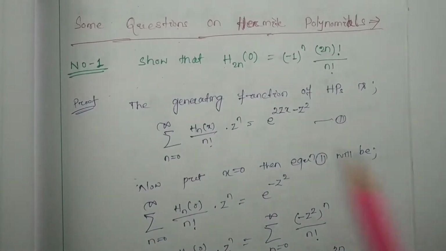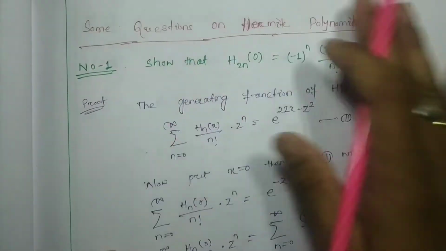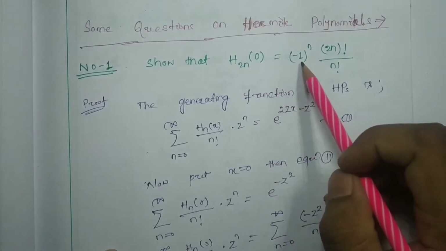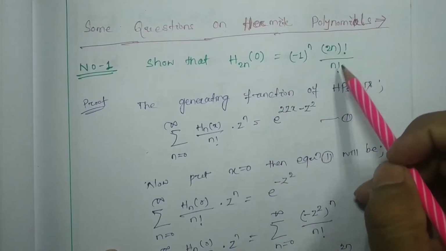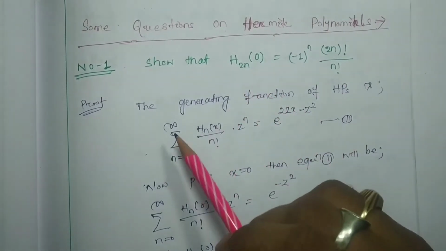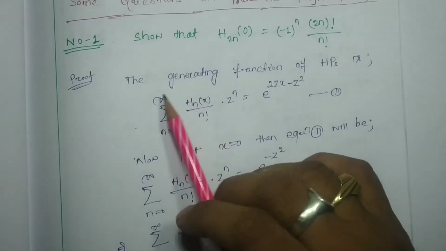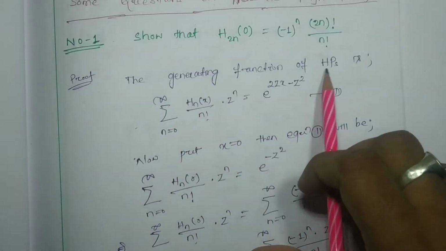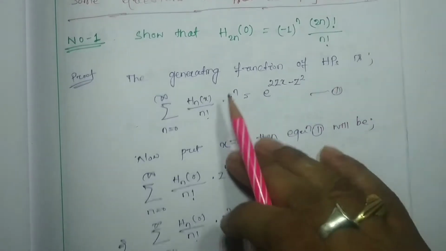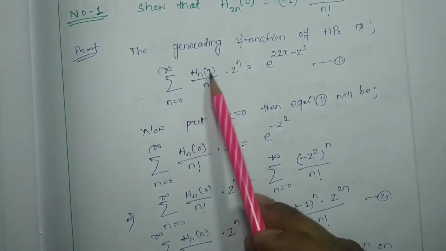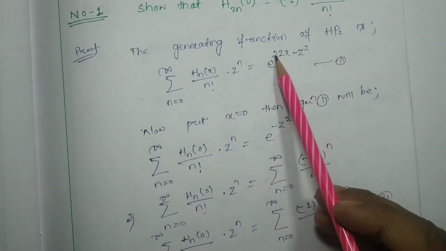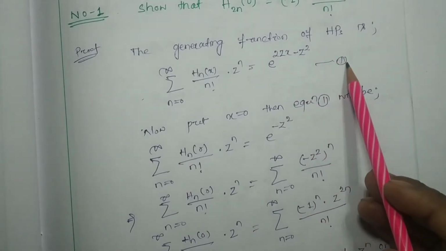So let's start. Your first question is to prove that H_2n(0) is equal to (-1)^n (2n)! / n!. How do we have to prove it? We have to consider the generating function of the Hermite polynomials. Here H_n(x) means Hermite polynomials, we know that the sum of H_n(x)/n! times z^n is equal to e^(2zx - z^2). Let this be equation number 1.